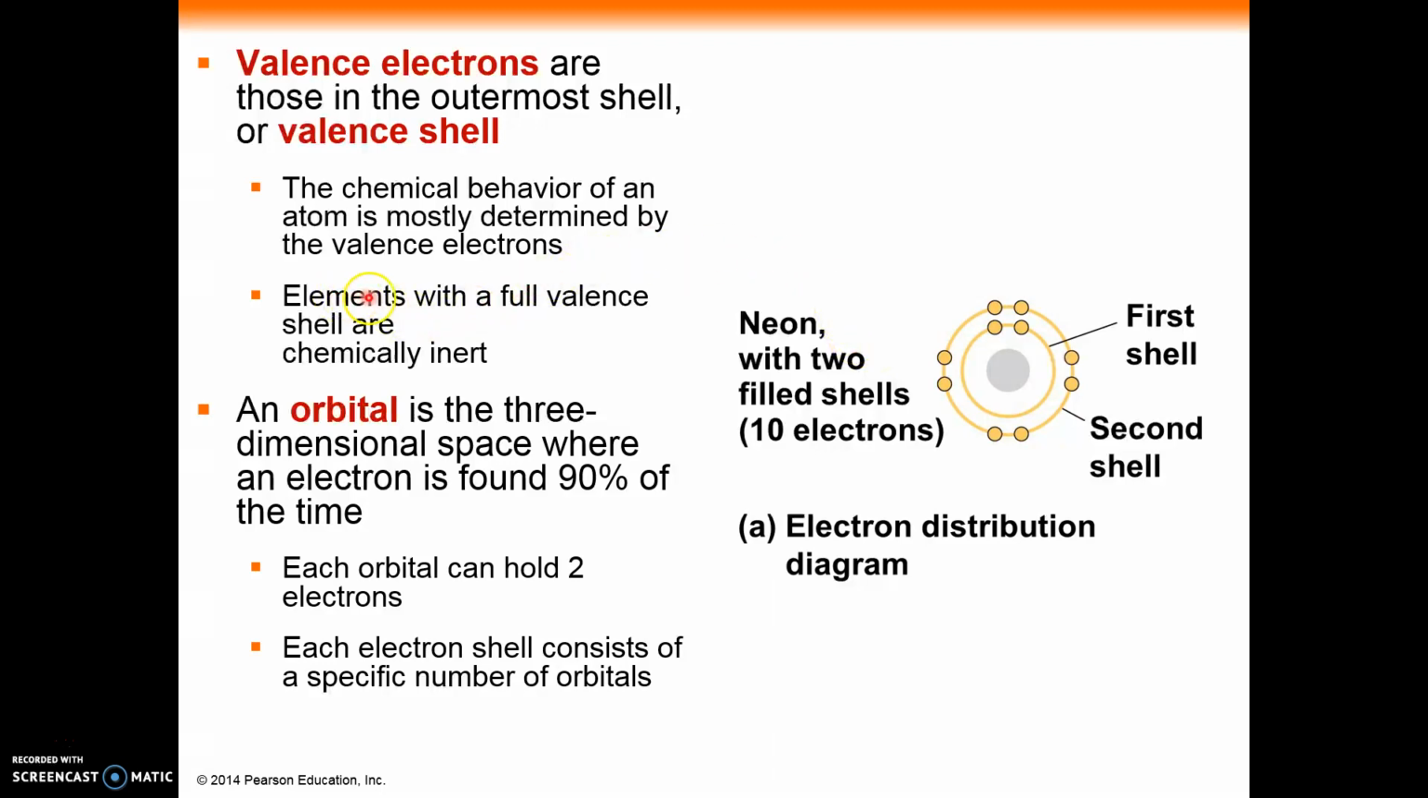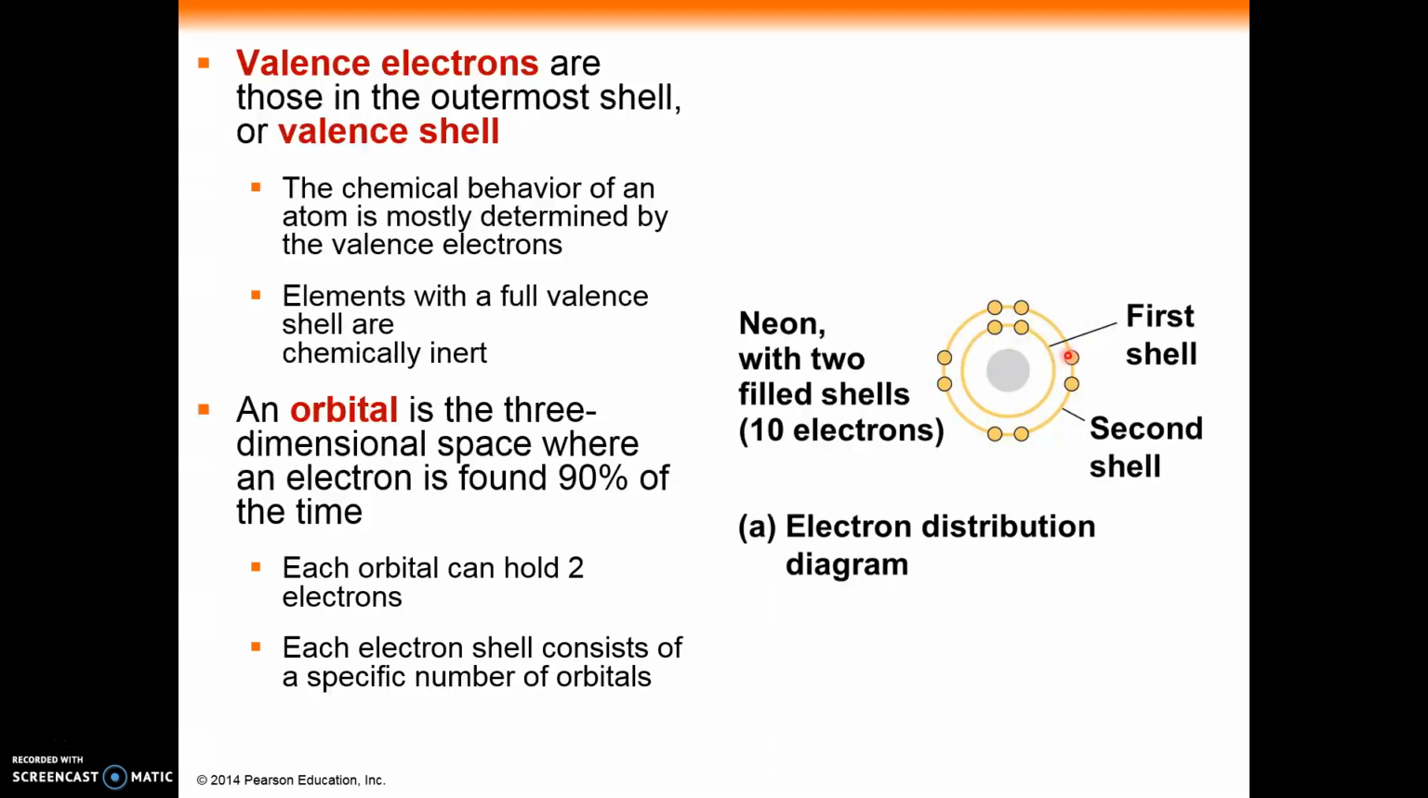Consequently, when you have an element that has a full valence shell, it becomes chemically inert, meaning that it cannot participate in any chemical reactions. Neon is an example of that. It has 2 in its first shell. Those electrons never see the world around it. The electrons in the outer shell, which there are 8, makes for a full second shell. It has no way of interacting with the world around it.